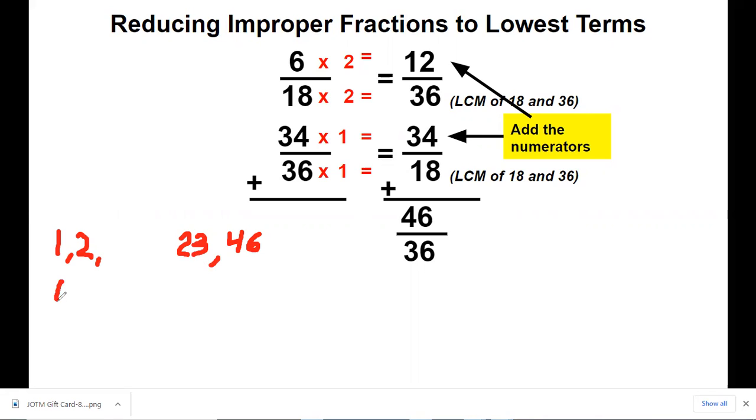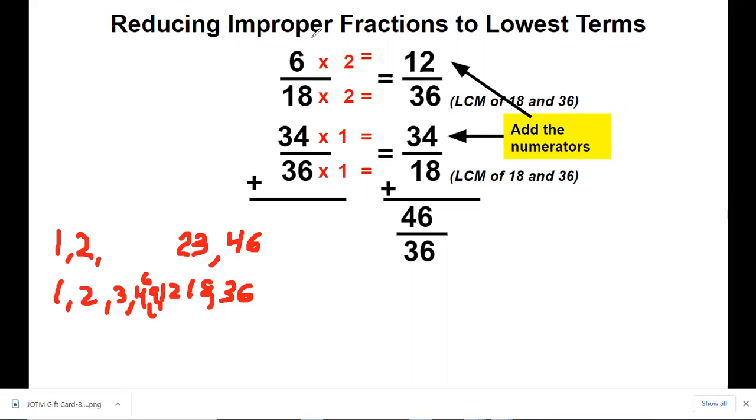And then 36 is 1 times 36. 2 times, what did we decide? 18, right? And 3 will work. 3 times 12. And let's see if I can squeeze this in here. 4 times 9. And also, squeeze that in there. 6 times 6. So we got to squeeze a 6 in there as well.